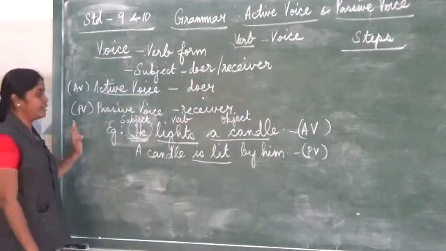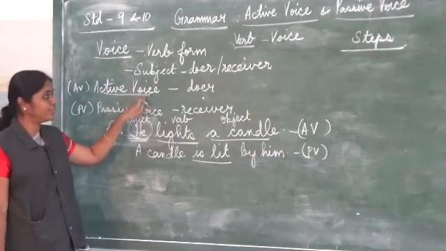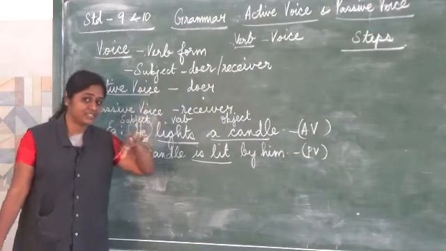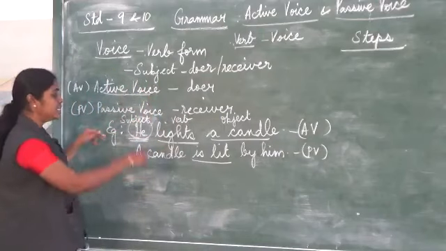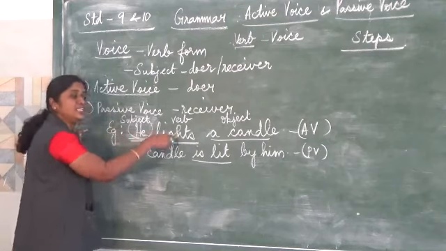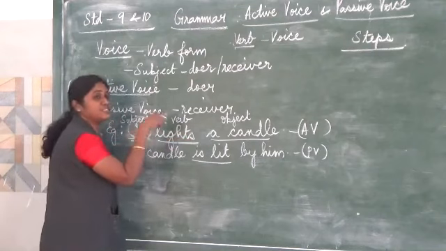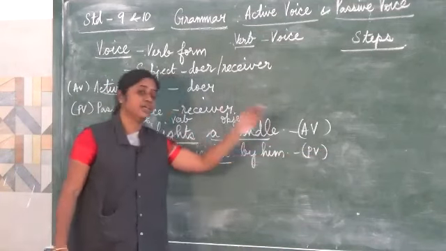Clear? And as I told you when I gave the introduction about active voice, in active voice the subject does the action, or the subject is the doer of the action. If you see in this sentence, the subject is he and he is only lighting the candle. So, the subject is doing the action. That is why we have named this sentence as active voice.